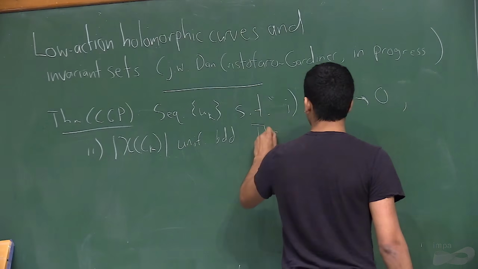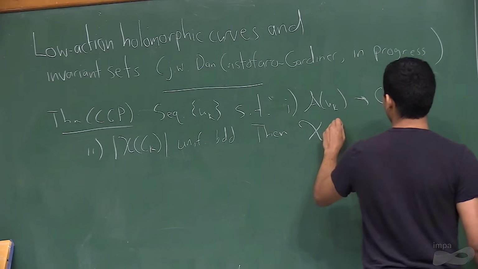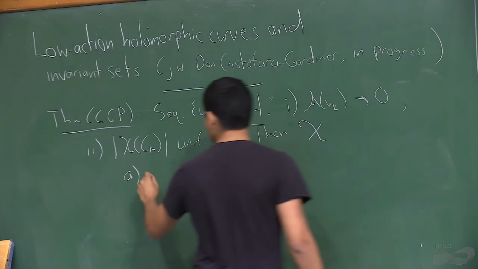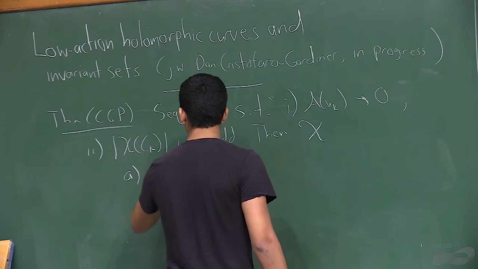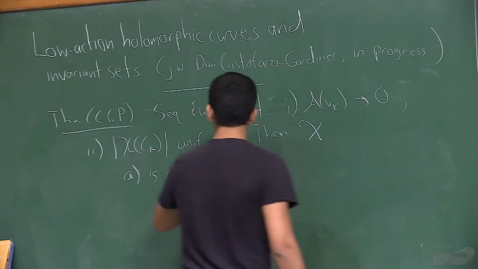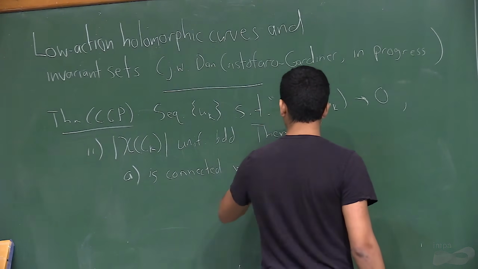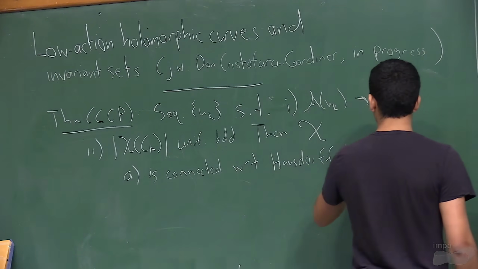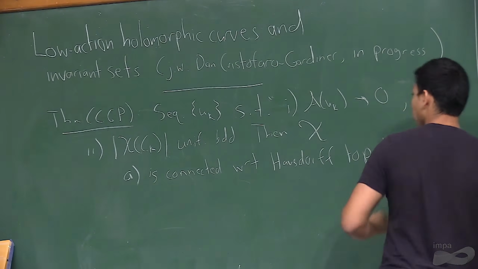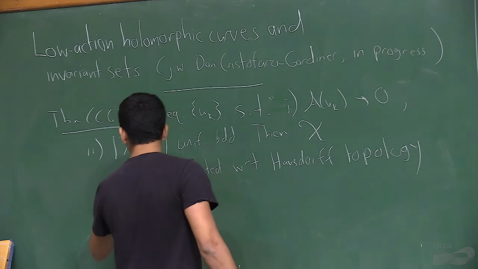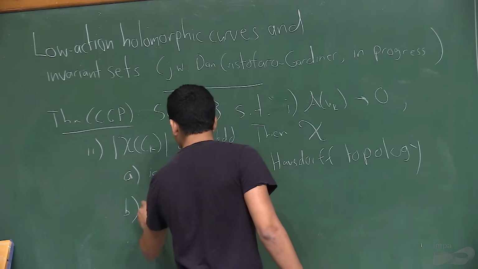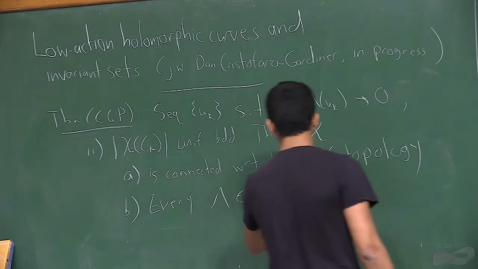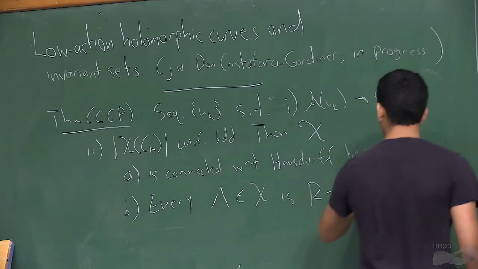Then the limit set satisfies the following properties. So first of all, it's connected with respect to the Hausdorff topology. And second, every set in X is R invariant. Okay.